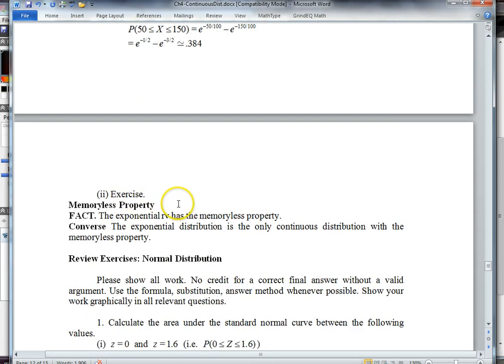Here's one of the nice properties of the exponential distribution. It doesn't have a memory, it's memoryless. Which means if you have a light bulb that's been going on for 1,000 hours, and you have another one that's been going on for the same time, the old one will function as well as the brand new one that you're going to replace the old one with. So that's a property of the exponential distribution. The converse also holds: the exponential distribution is the only continuous distribution with this property.